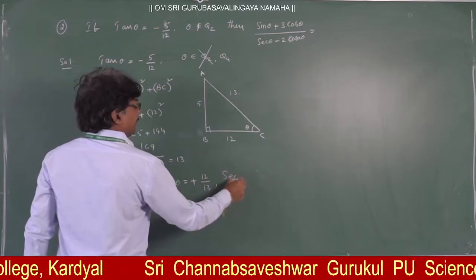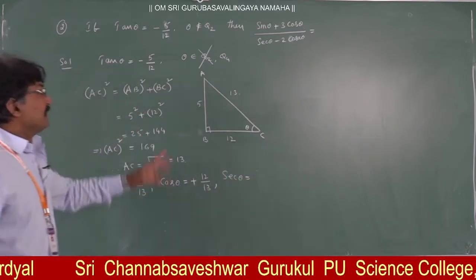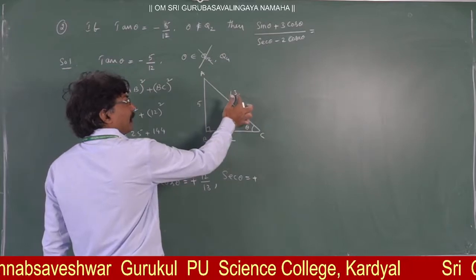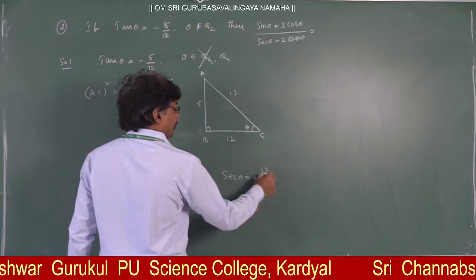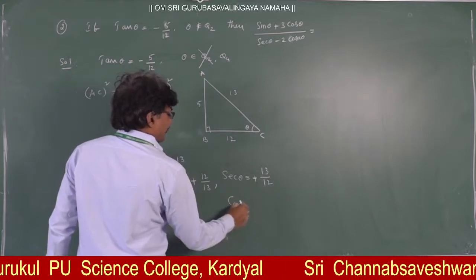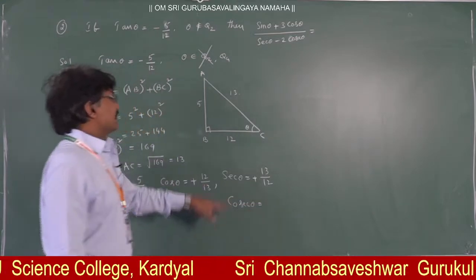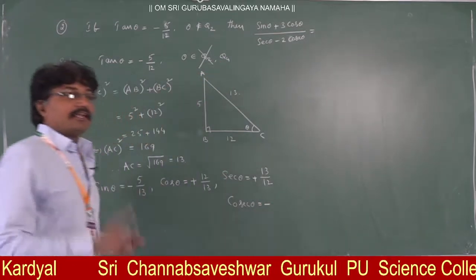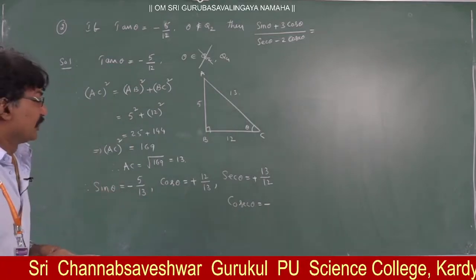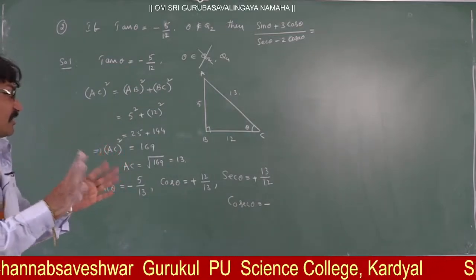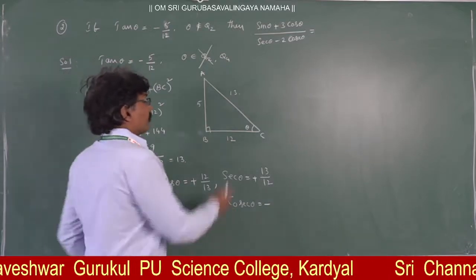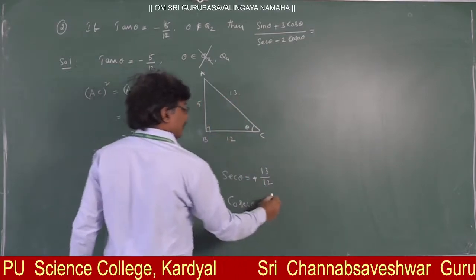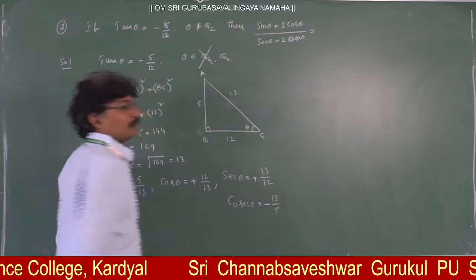Next, secant theta. Secant theta in the fourth quadrant is positive. Secant theta formula, hypotenuse by adjacent side, 13 by 12. Cosecant theta. In the fourth quadrant, cos and secant are positive. Remaining all the functions are negative. Cosecant theta in the fourth quadrant is negative. Cosecant formula, hypotenuse by opposite side, 13 by 5.